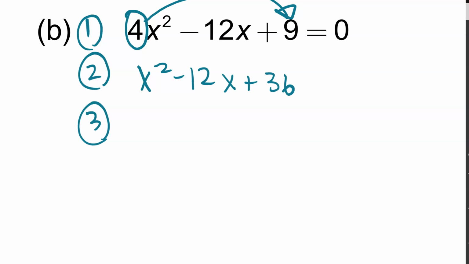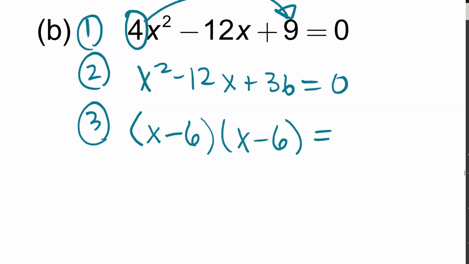Negative. So it's x minus 6 and x minus 6, right? Yes. So 36. What's the next thing we need to do? Put back in the coefficient.